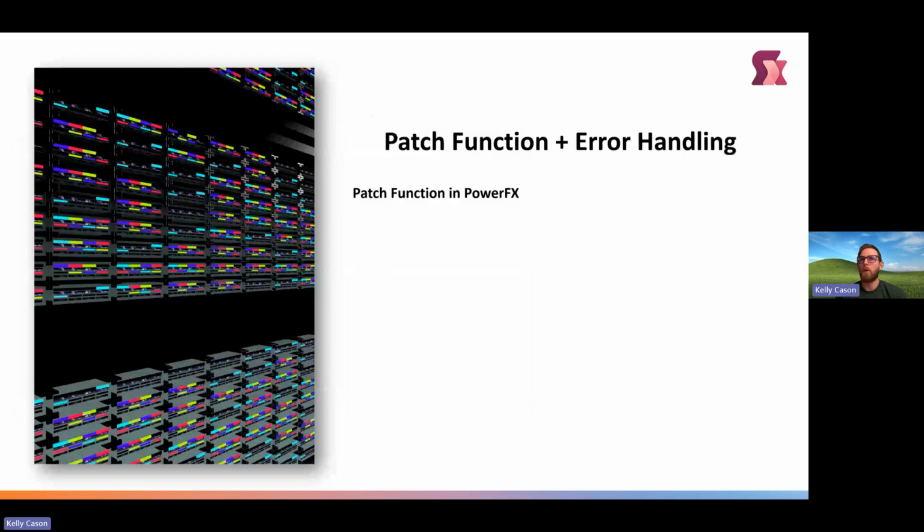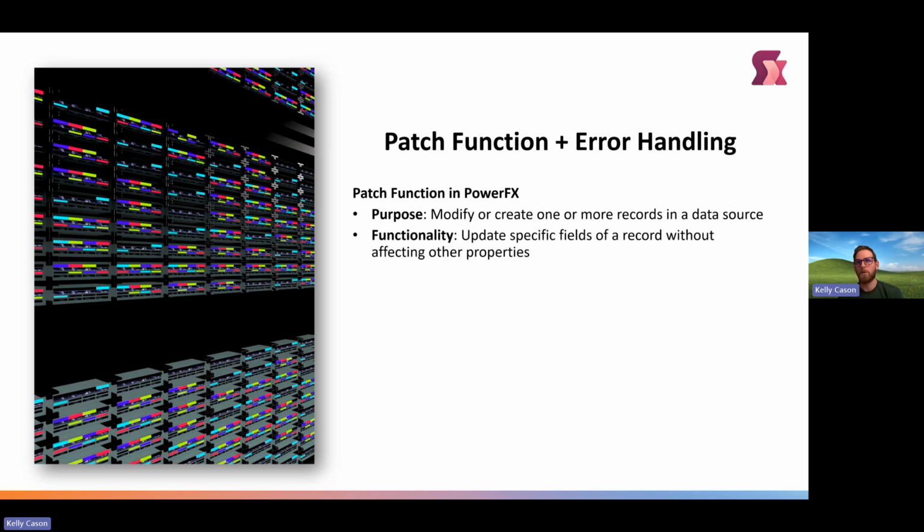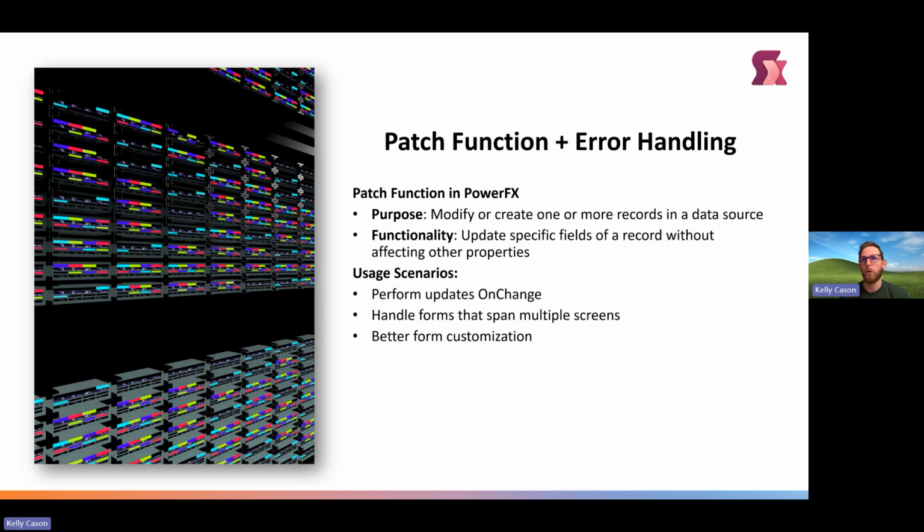The last topic that we'll talk about is the patch function, and in addition to that, error handling with that. So when you think about the patch function, the purpose of it is to modify or create one or more records in a data source. So the functionality is we're updating either a single field or specific fields of a record without affecting other properties. So if I didn't want to patch an entire record, but maybe just a phone number, this is a nimble way to go about doing that as opposed to using the out-of-the-box form control.